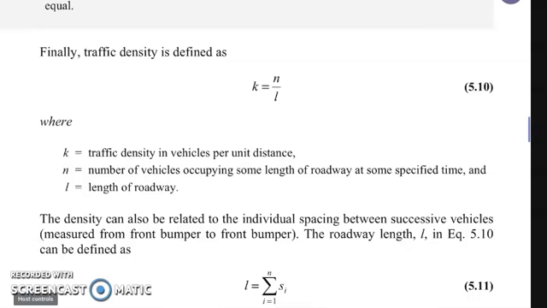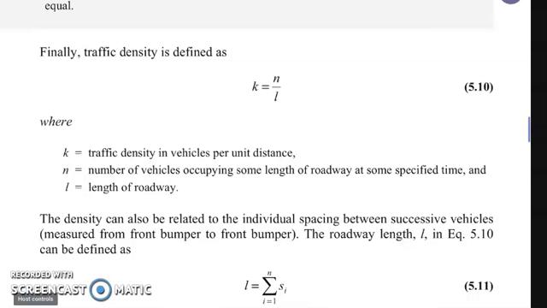Now we move on to traffic density. Basically, traffic density is defined as K, and that is equivalent to N all over L. So traffic density in vehicles per unit distance is K, and N is the number of vehicles occupying some length of roadway at some specified time, and L is the length of the roadway.